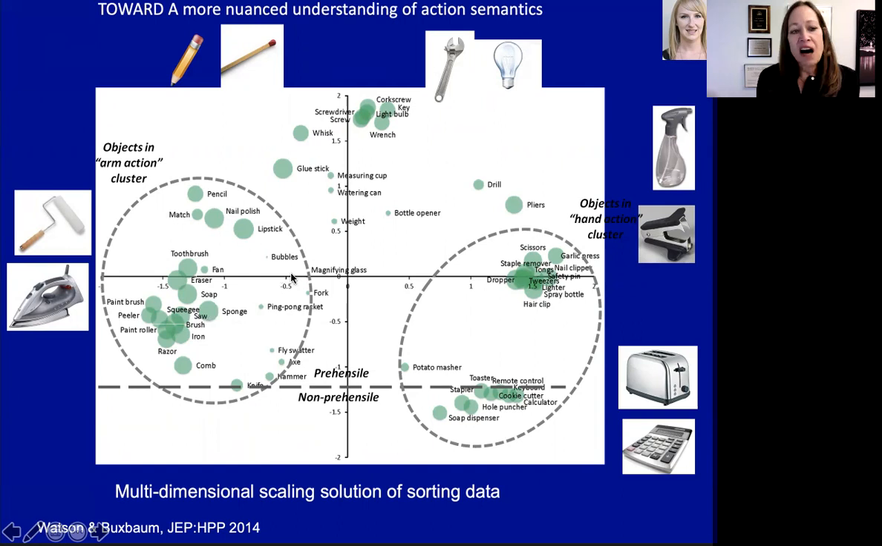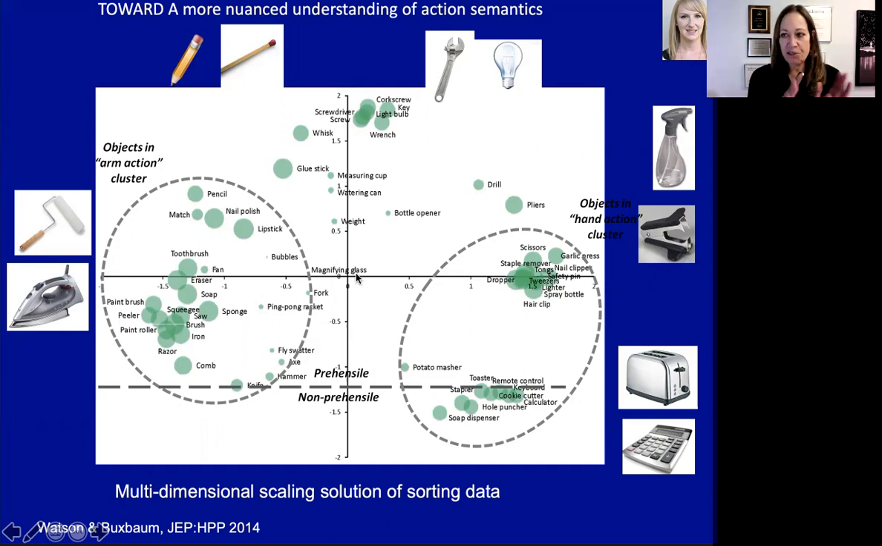What we saw was what we thought were a cluster of objects that were used with similar arm actions, like a paint roller, a peeler, a paintbrush, all have this kind of large arm action, and objects that seem to cluster together because they used similar hand actions. So for example, a hair clip and a spray bottle. And moreover, we saw that objects down here, like a soap dispenser and a hole puncher, are used with a non-prehensile hand posture, whereas the objects up here tended to be used with a prehensile posture, and there are many more of those.